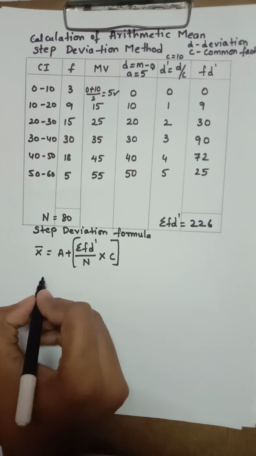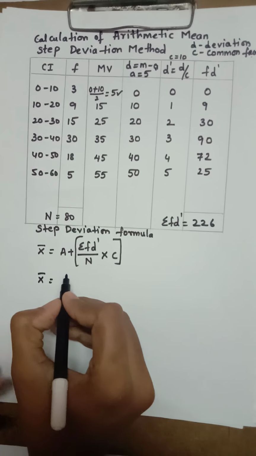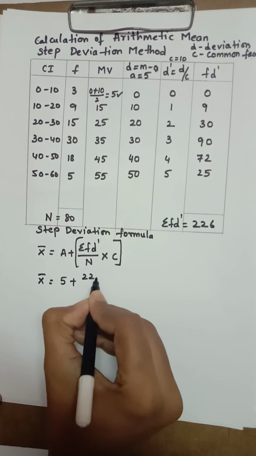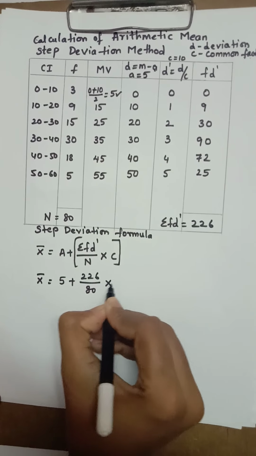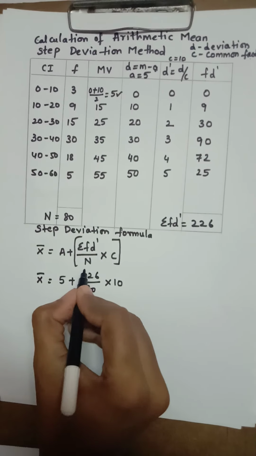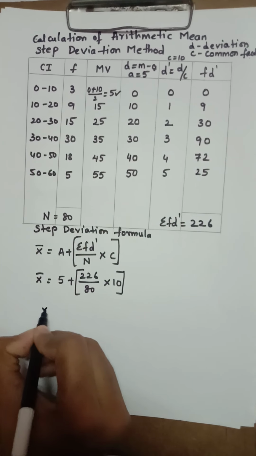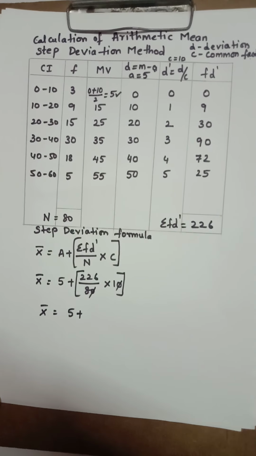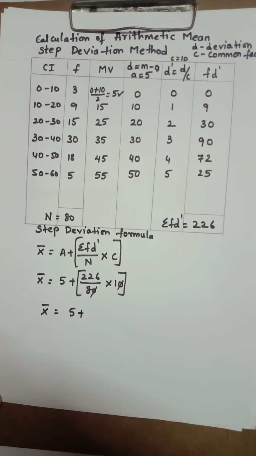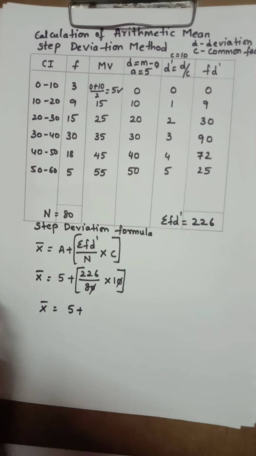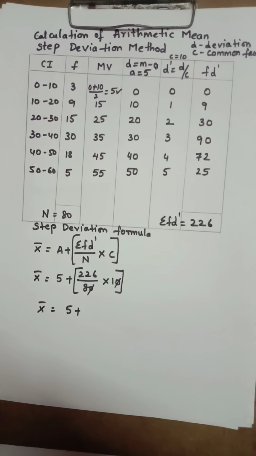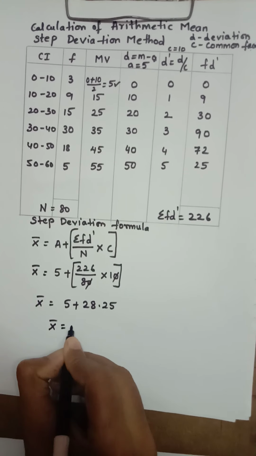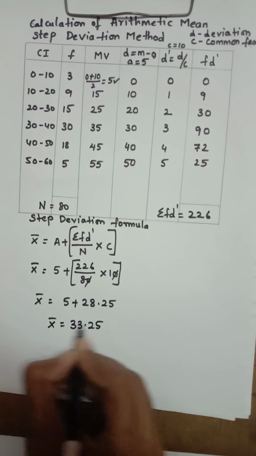Now substitute the values in the formula. X bar is equal to A. What is the A value? 5 plus 226 divided by 80, into 10. 10 is the C value. So here X bar is equal to 5 plus, the 0 cancels, 226 divided by 80. So you will be getting 28.25. So at last your answer is 33.25, which is your final answer.